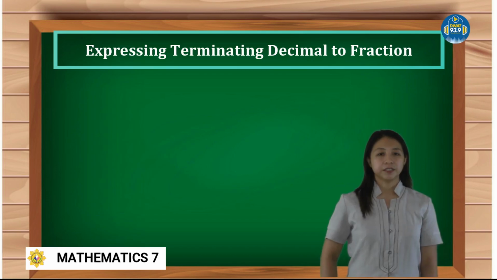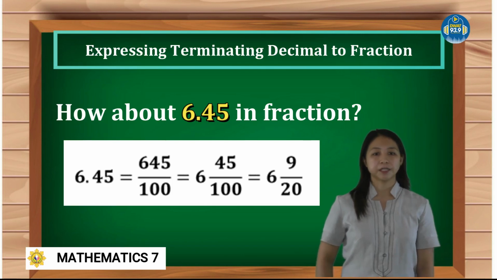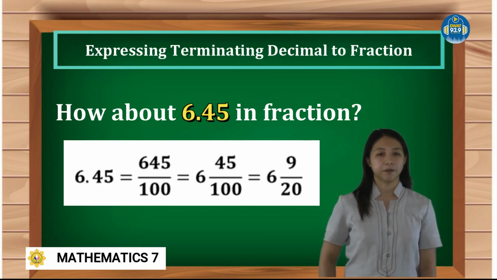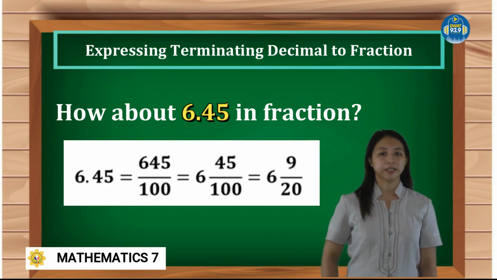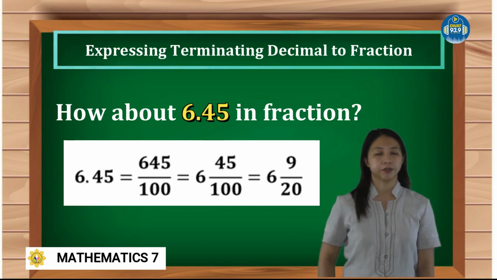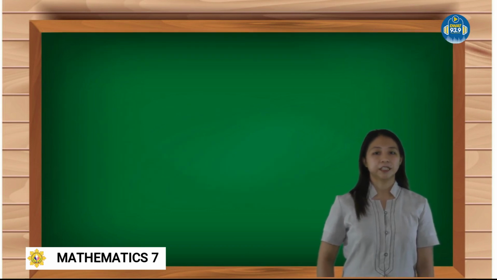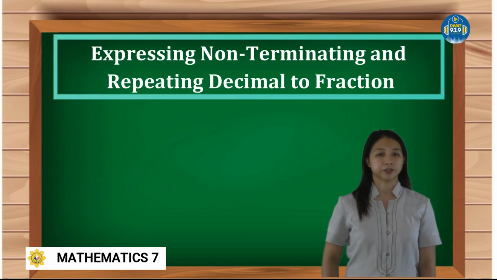For letter C, 6.45. Since there are two decimal places, hence 2 zeros. So we can express it as 645 over 100. When converted to mixed fraction, then it is 6 and 45 over 100, or in lowest term, it is 6 and 9 over 20. It can be noted that the previous examples are all terminating decimals. So, how can you express repeating decimals into fractions?